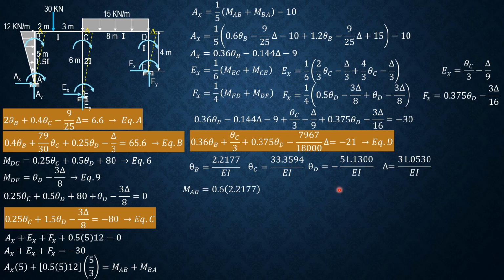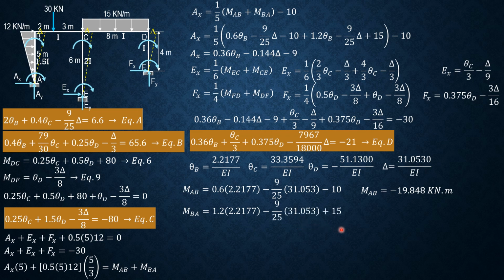MAB equals 0.6 of 2.2177 minus 9/25 of delta minus 10. So MAB is equal to negative 19.848 kilonewton meter. MBA is 1.2 of 2.2177 minus 9/25 of delta plus 15. So MBA is 6.482 kilonewton meter. So that means MBC is negative 6.482 kilonewton meter.